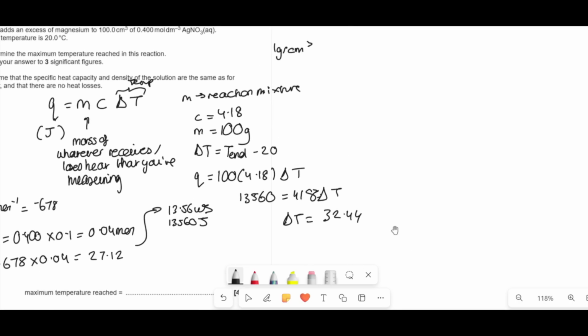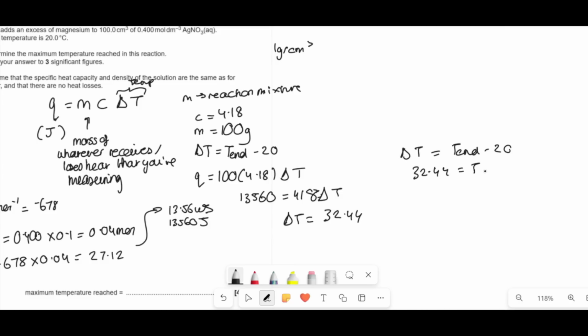Maximum temperature reached, right? So if that's the temperature change, that means that delta T, remember, is the end temperature minus 20, which we've now worked out as 32.44 equals your end temperature minus 20. So that means that the end temperature is going to be 32.44 plus 20. And that makes sense because that's the change and it's gone up and it's positive. So the end temperature is going to be 52.4. Stick to the number of significant figures that they've either given you in the question or told you. So 3 significant figures, 52.4.